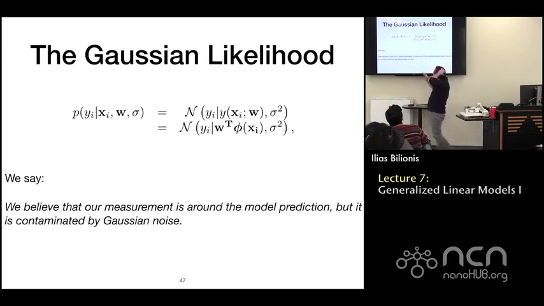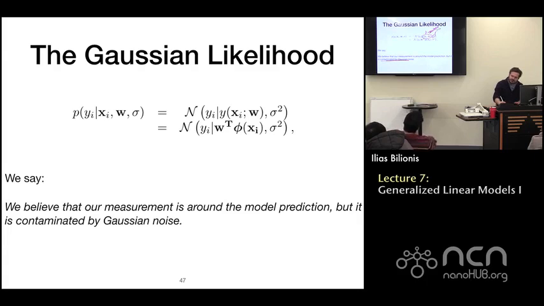We say that we believe that our measurement is around the model mean, the model prediction. So the model prediction is the mean of the Gaussian, and it is contaminated with Gaussian noise with variance sigma square. That variance sigma square now becomes an additional parameter to our model. So our model now has the mean response that comes from the physics or from the theory, and then you have the noise that corresponds to the measurement process. And that sigma is something that you need to estimate as well. All right?